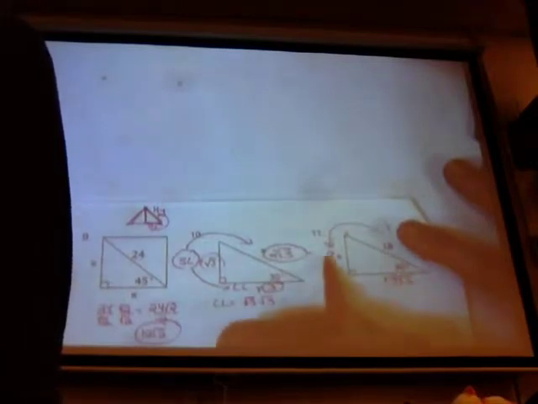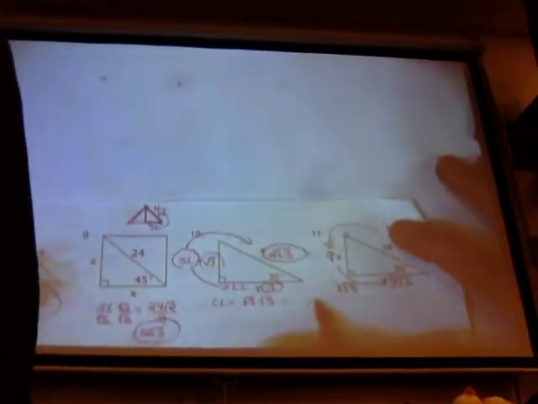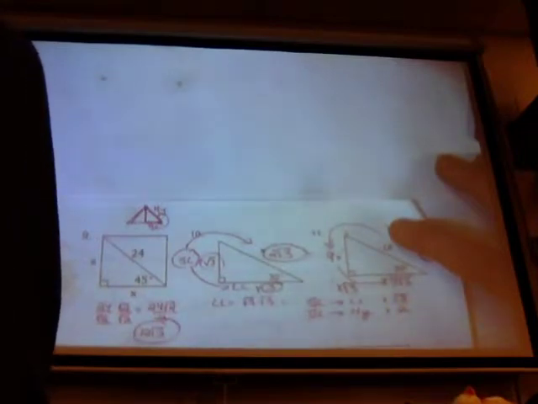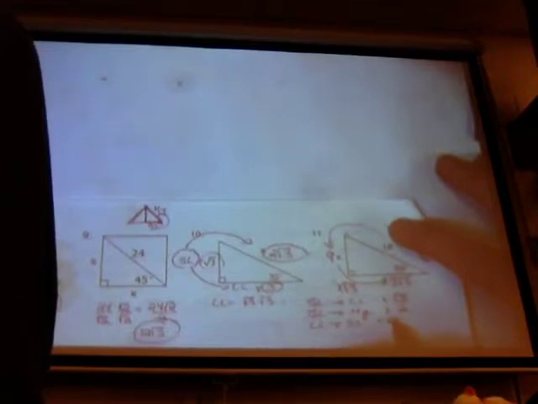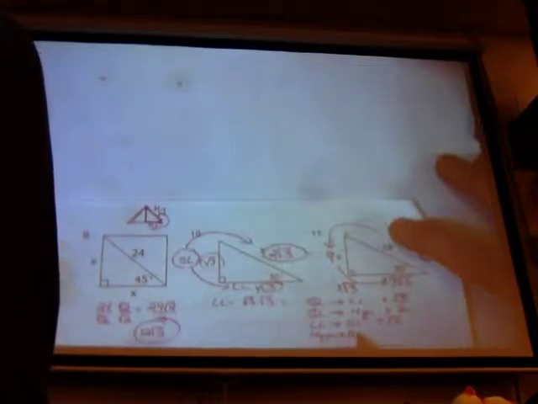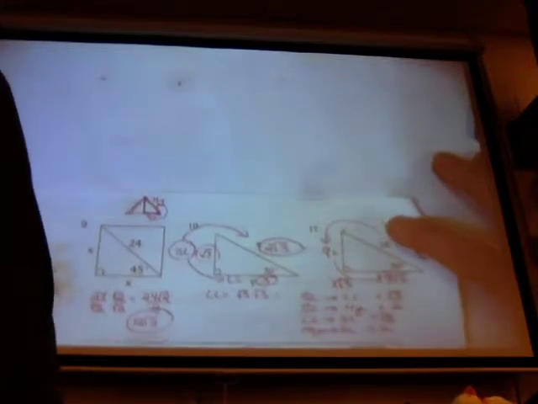Okay, so if this is 9, then what's this? 9√3. You multiply this by √3. Okay? Short leg to long leg, you multiply by √3. Short leg to hypotenuse, you multiply by 2. If you have the long leg, you've got to find the short leg, so you're going to divide by √3. If you have the hypotenuse to the short leg, you divide by 2.